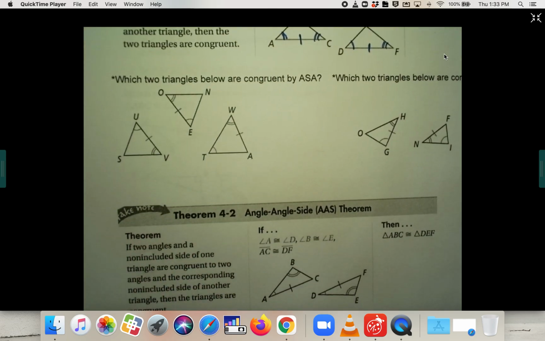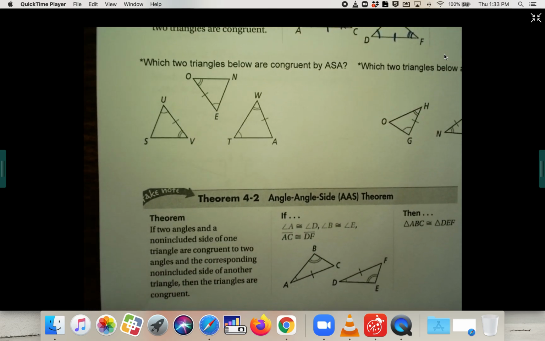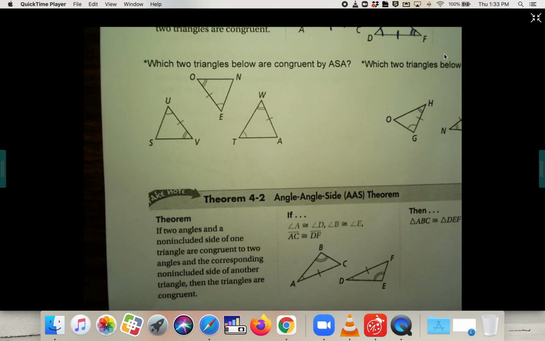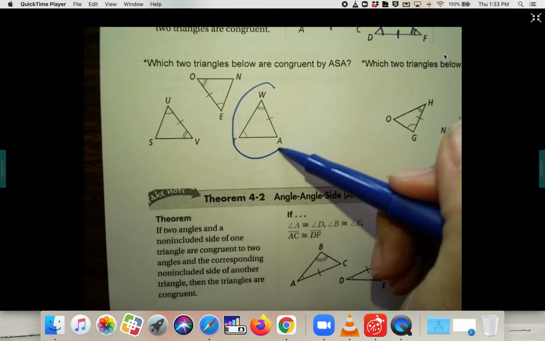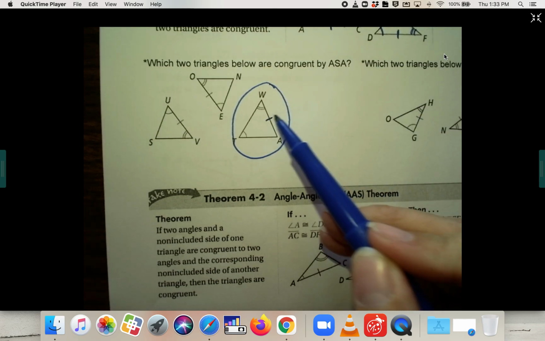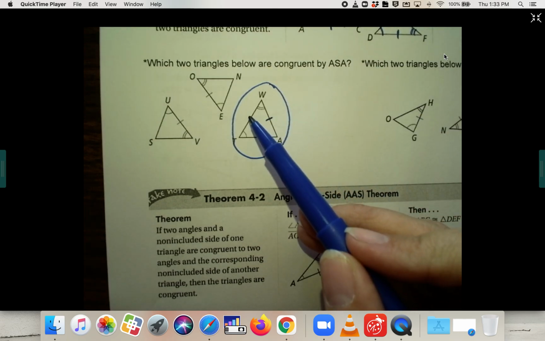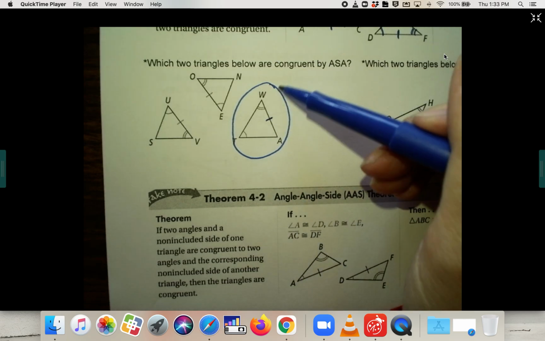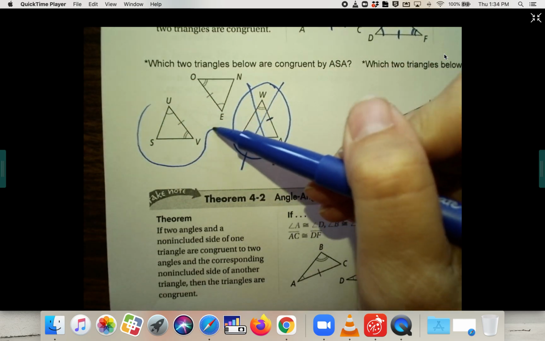Okay, so which of the two triangles here are congruent by angle, side, angle? So it is not this one. And the reason it is not is because the side is not included. It's not between the two angles. So it is not this one. So it would be these two.